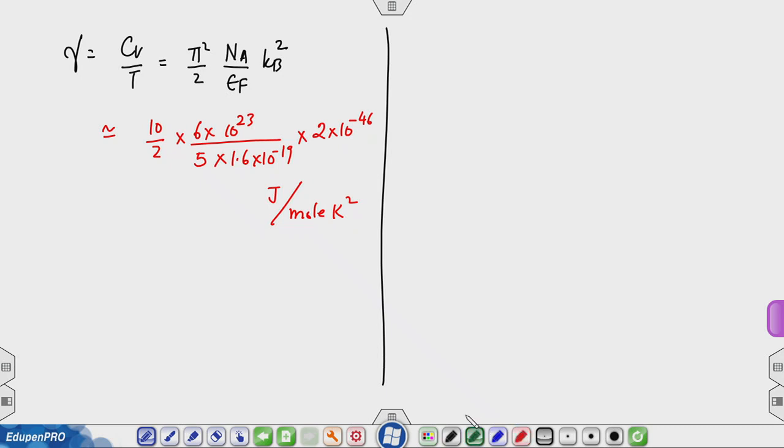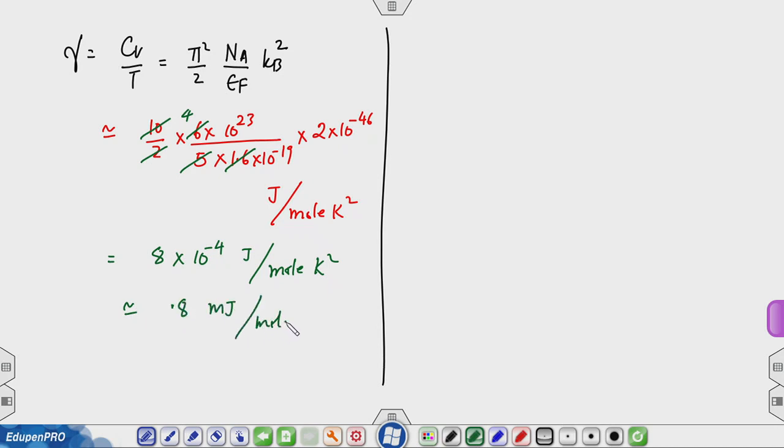Let us do this calculation. This 5, 2 and 10 go away, and this is roughly 4. So, this comes out to be 8 times 10 raised to minus 4 joules per mole Kelvin square, roughly 0.8 millijoule per mole Kelvin square. So, we will say that gamma is of the order of 1 millijoule per mole per Kelvin square.